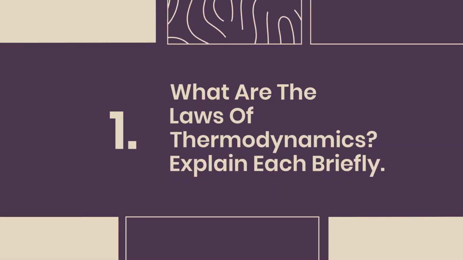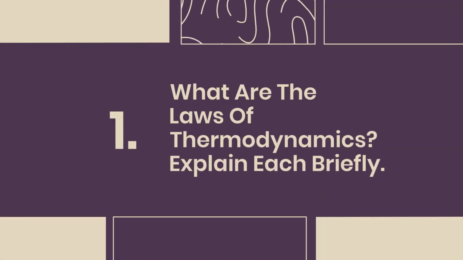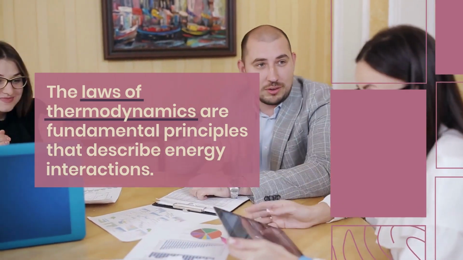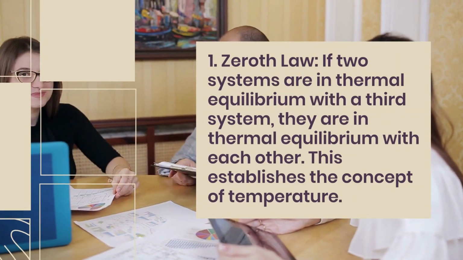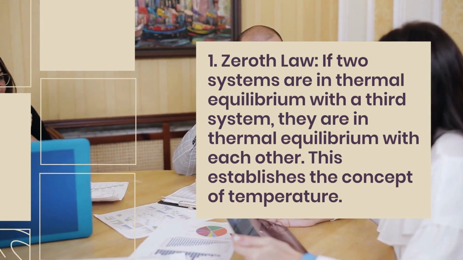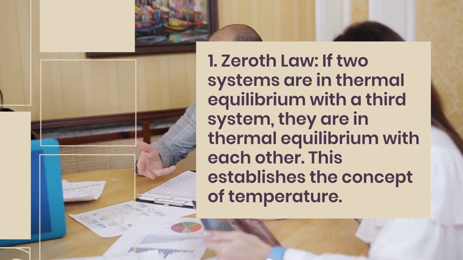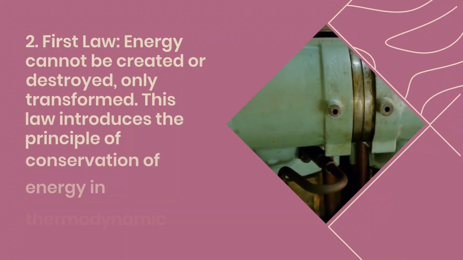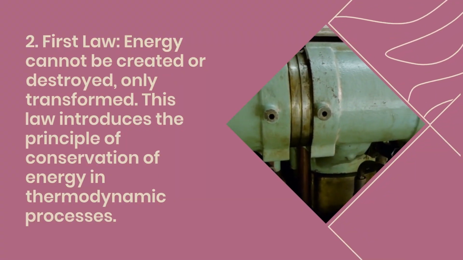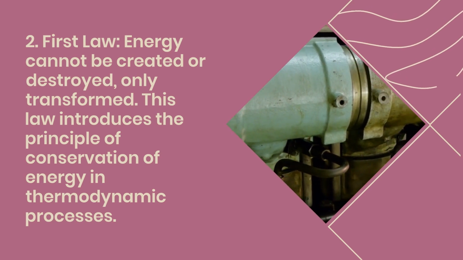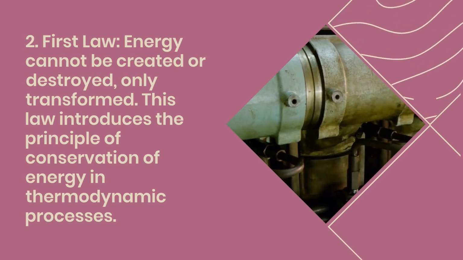1. What are the laws of thermodynamics? Explain each briefly. The laws of thermodynamics are fundamental principles that describe energy interactions. 1. Zeroth law. If two systems are in thermal equilibrium with a third system, they are in thermal equilibrium with each other. This establishes the concept of temperature. 2. First law. Energy cannot be created or destroyed, only transformed. This law introduces the principle of conservation of energy in thermodynamic processes.